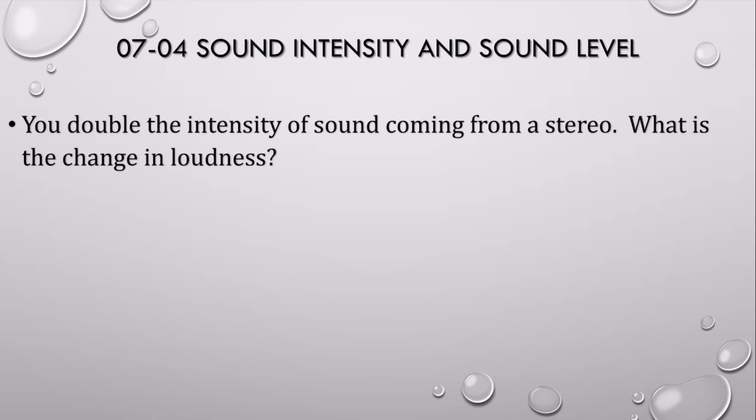Let's say you double the intensity of the sound coming from a stereo. What is the change in loudness? Well, we can use the decibel formula. All right, now remember, the I and the I0 are simply two intensities we're comparing. So the simplest way is if we double our intensity, we can say our I is the same as 2I0. So our I is twice as much as I0. So it's doubled.